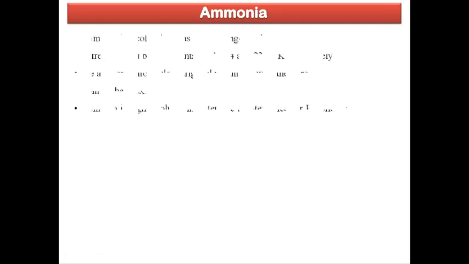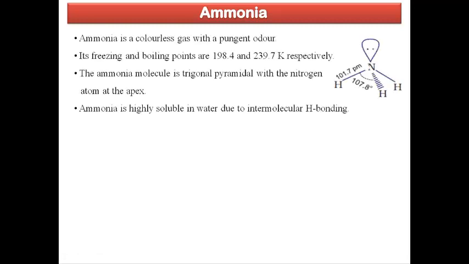The well-known compound of nitrogen is ammonia. Ammonia is a colorless gas with a pungent odor. Its freezing and boiling points are 198.4 and 239.7 Kelvin respectively. We all know that the structure of ammonia is trigonal pyramidal. Nitrogen is sp3 hybridized and it has a lone pair of electrons at the apex of the nitrogen atom. The bond angle is 107.8 degrees with the bond length 101.7 picometer.